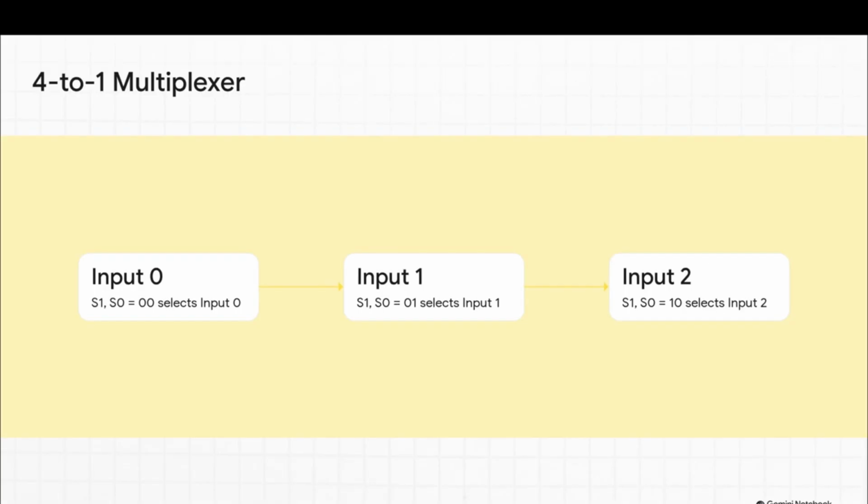Let's actually look at how this logic works in a real 4-to-1 multiplexer. You've got 4 inputs desperately trying to get through one single output.